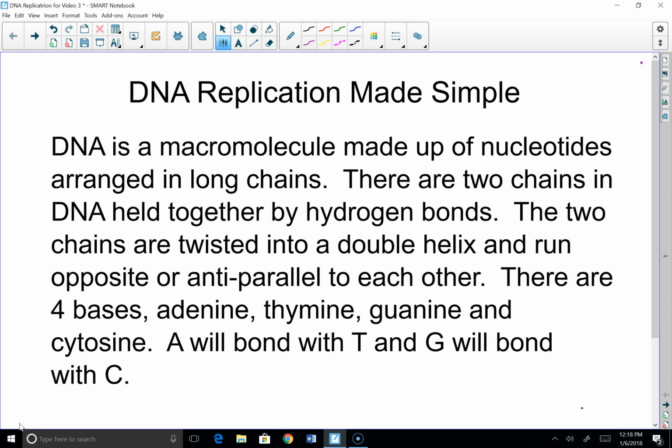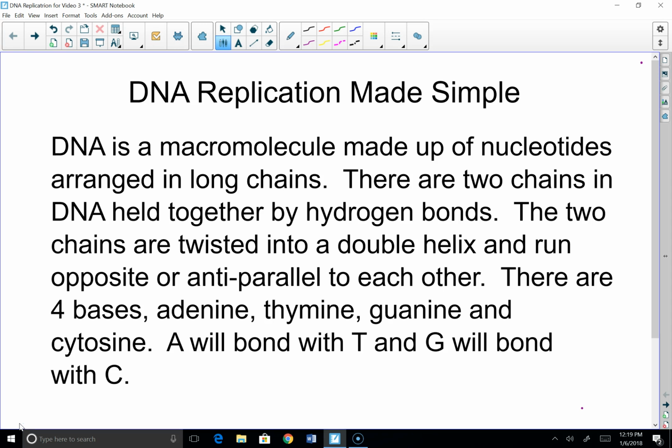Very important to understand that DNA is a macromolecule that is made up of nucleotides and arranged in long chains. DNA is a double-stranded molecule, and the two chains will run anti-parallel to each other and will be held together by hydrogen bonds. Some will refer to DNA as a twisted ladder or a double helix, and basically that's pretty much what it looks like.